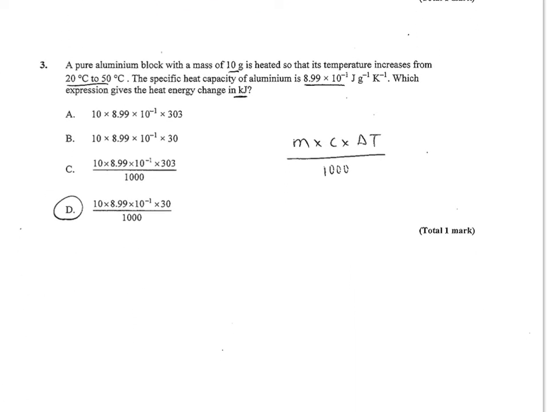Number 3, a pure aluminum block with a mass of 10 grams is heated so its temperature increases from 20 to 50 degrees, or a change of 30. The specific heat capacity of the aluminum is 8.99 times 10 to the minus first joules per gram per Kelvin. Remember, Kelvin and Celsius degrees are interchangeable, so we can just as easily think of this as being per Celsius degree. So which expression gives the heat energy in kilojoules? So my mass is 10. My specific heat is 8.99 times 10 to the minus 1. And my temperature change is 30. So D would be the correct choice here.